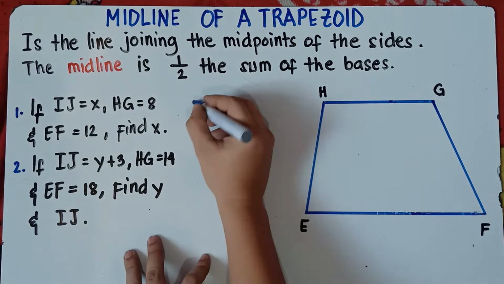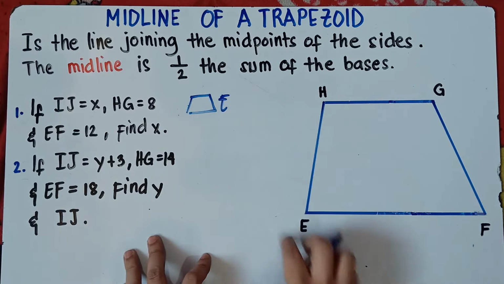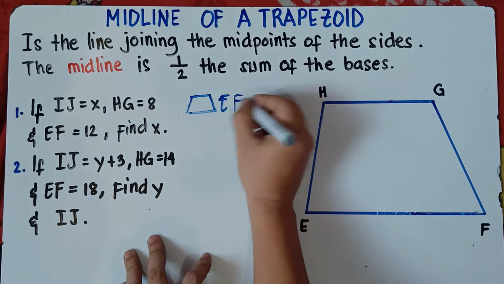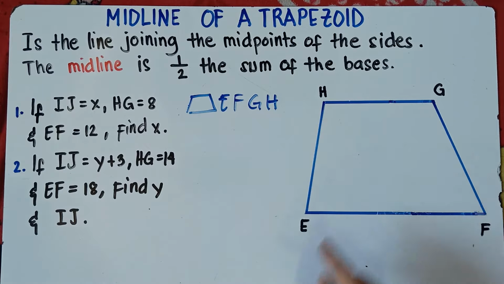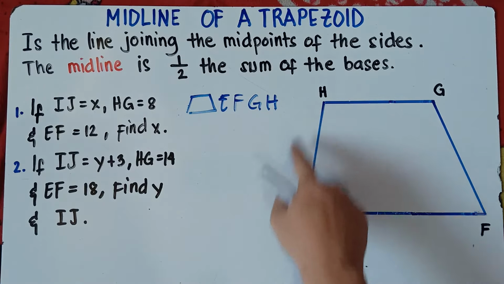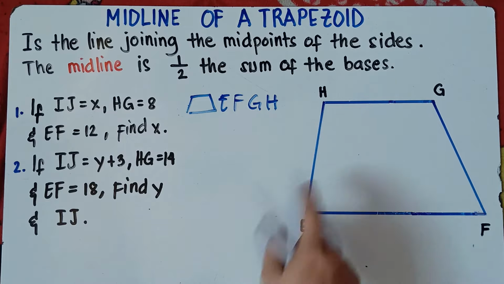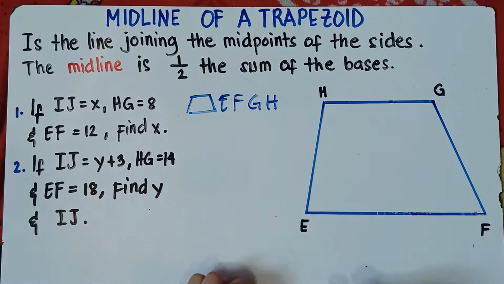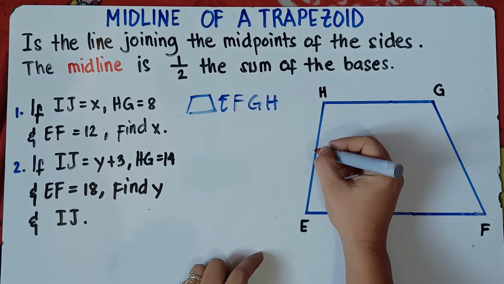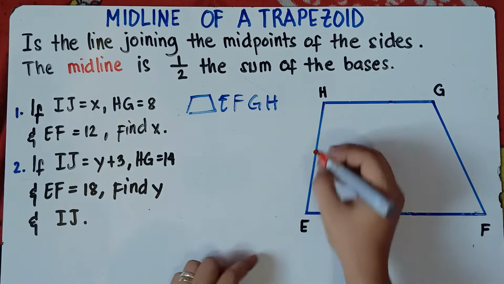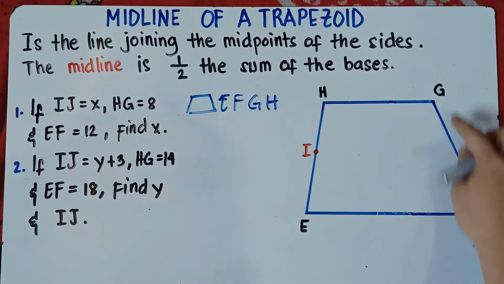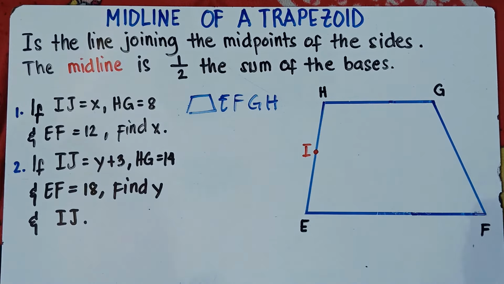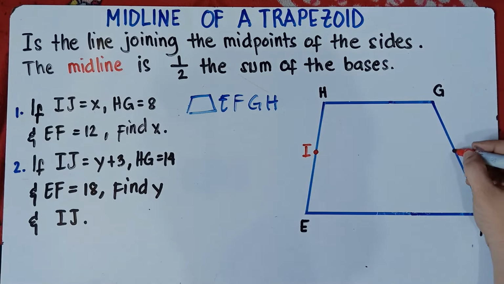So I will just read this one, trapezoid EFGH. Alright. So if we have a given trapezoid EFGH and we get the midpoint of line segment HE, we label this as point I. This is the midpoint of HE. And we also get the midpoint of line segment GF, and we label this as point J.